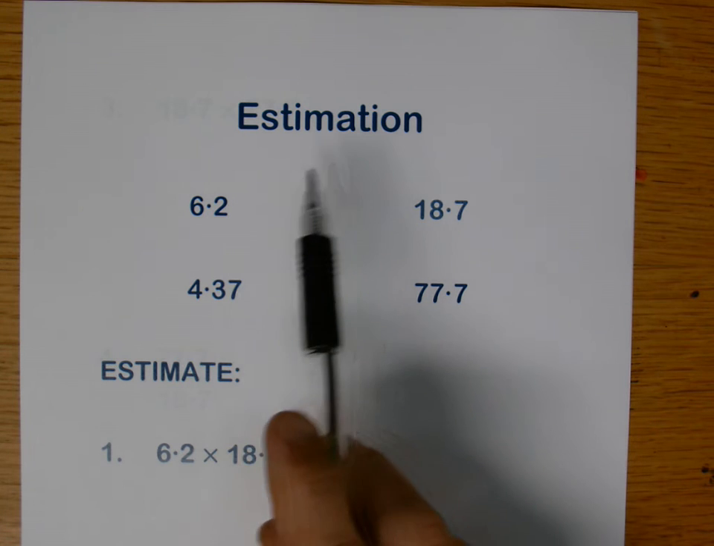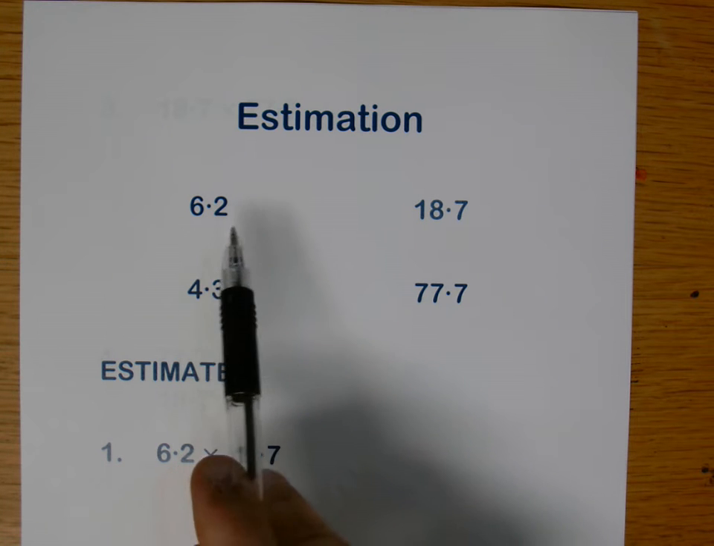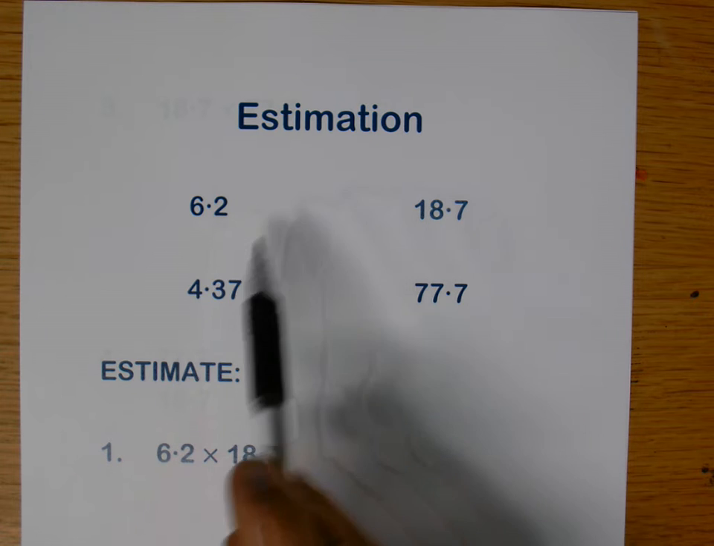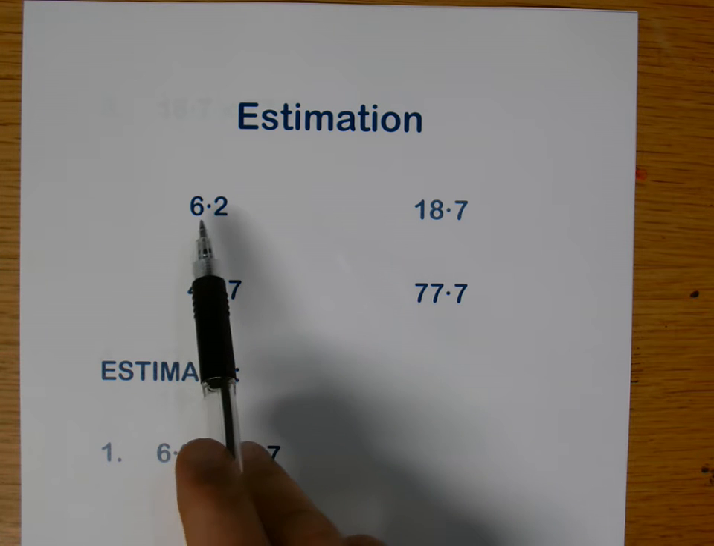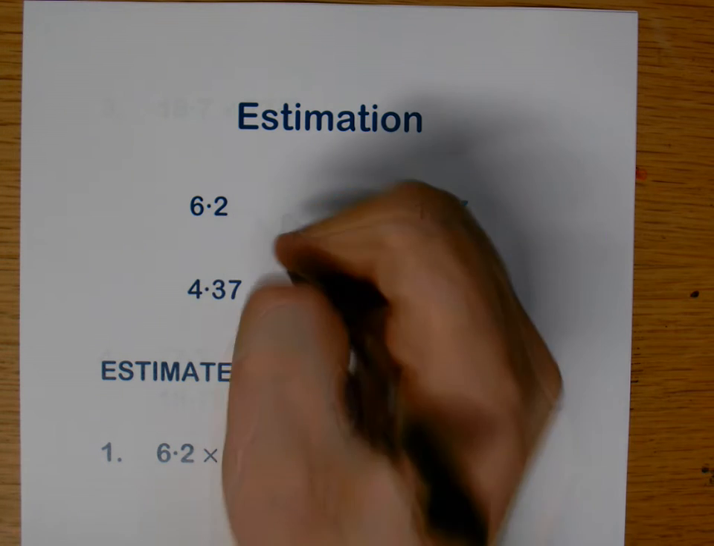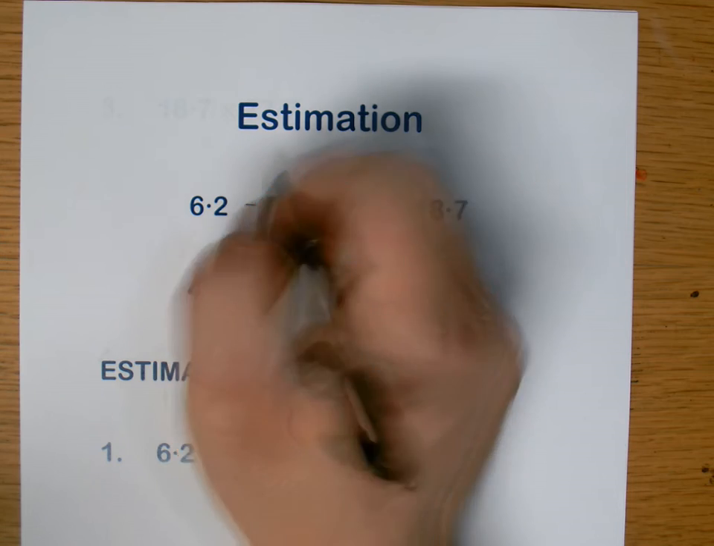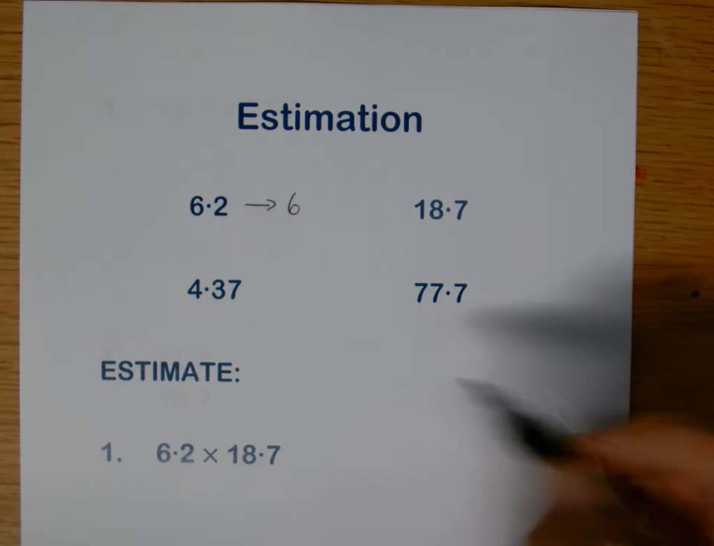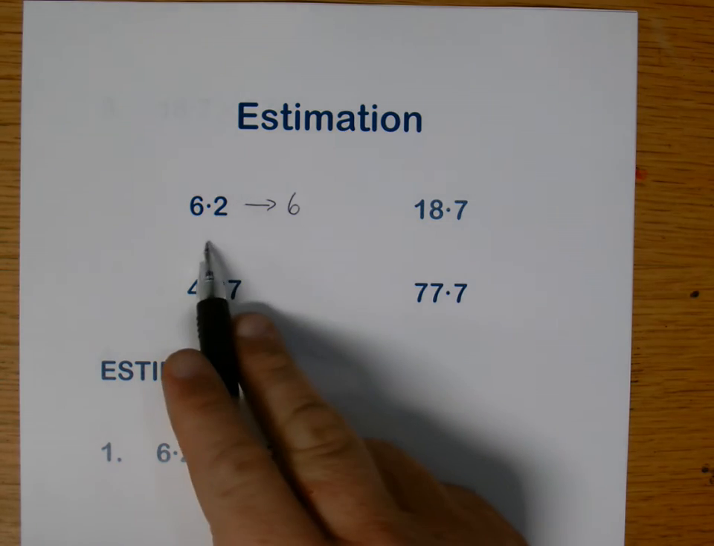So when it comes to estimation, we need to choose suitable values to represent each of these numbers. For example, with this one here, 6.2, because the highest digit is a unit, we're going to round to the nearest unit, okay, that would be sensible. So 6.2, because the decimal is 2 here, will round to 6, so that will be a sensible value to estimate 6.2.